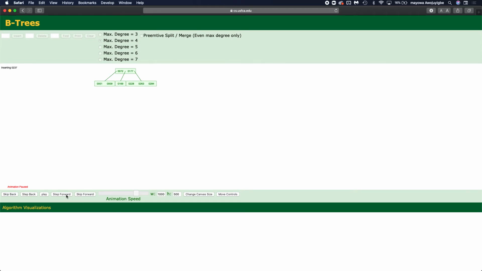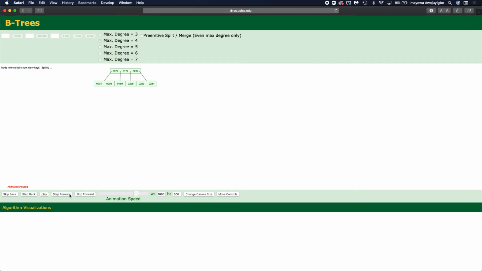Inserting, step forward. You see, 237 is greater than 177, so it goes to the right child and it puts that in there. We have 4 keys, which is greater than 3, because we had a max degree of 4 and we can only have t minus 1 keys in it. So we have to split that and put something up.